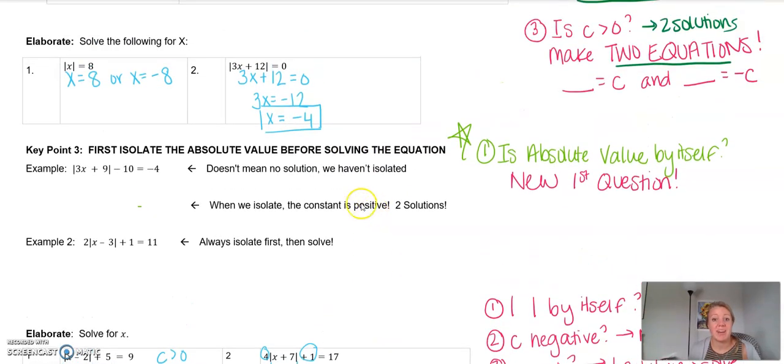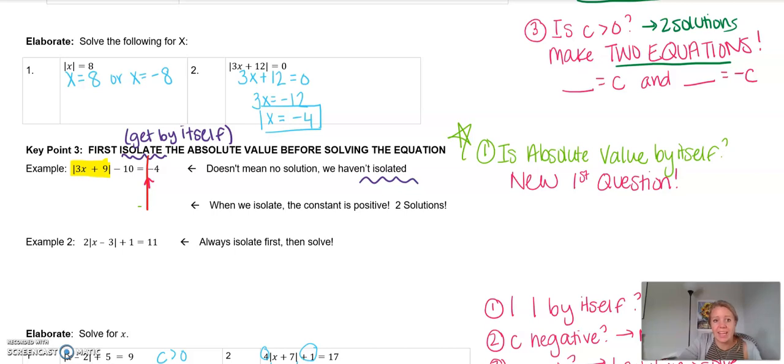Okay, so now let's kick it up a notch. Sometimes we need to isolate, meaning get by itself, the absolute value before solving the equation. So when I'm looking at this, I see, oh, it's equal to a negative. That might be no solution. No, that's wrong, because we first need to isolate. Meaning I want to get this little section all by itself on this side of the equal sign.